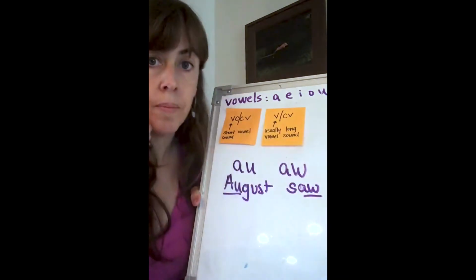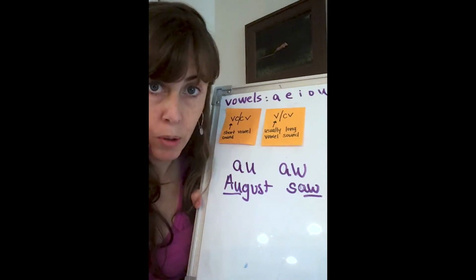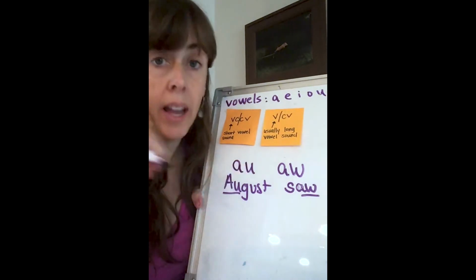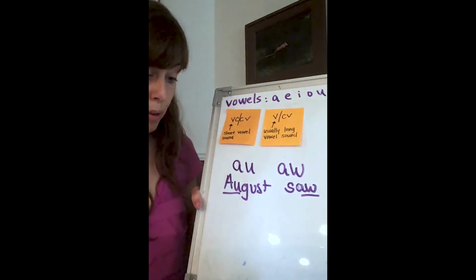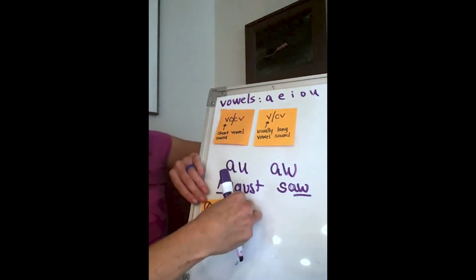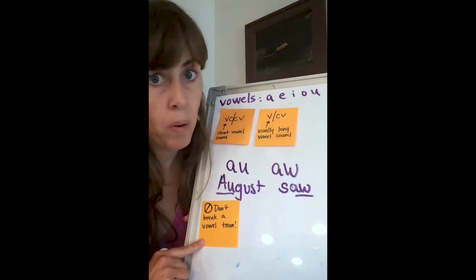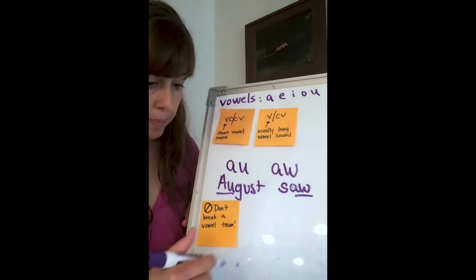Okay? So when you are reading a word with more than one syllable that has one of these vowel teams in it, or any vowel team, you've got to be careful not to break the vowel team. That is today's tip. Don't break a vowel team. You never break a word between the vowels in a vowel team. All right, let me show you what I mean.